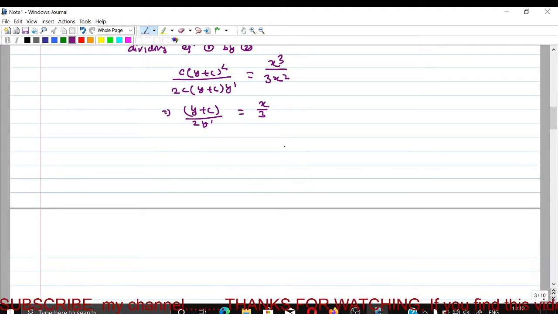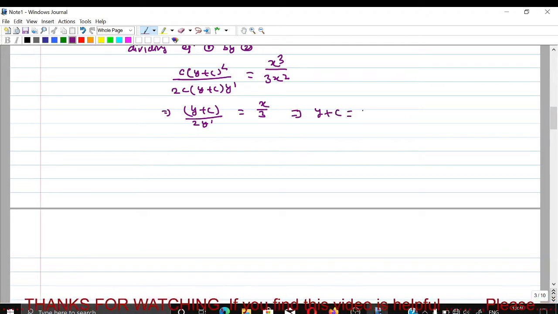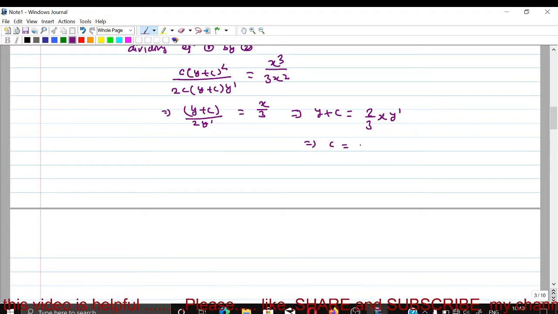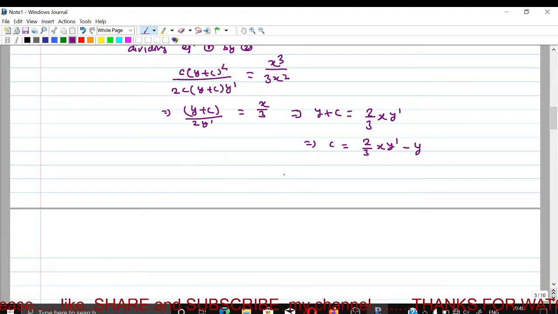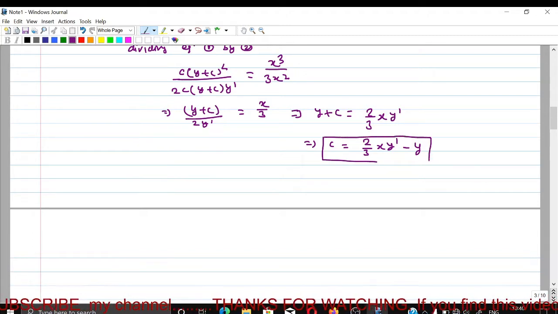And after arranging these terms you can write y plus c equal to 2 by 3x y dash. From here you can write c in the form of 2 by 3 x y dash minus y. So finally you are able to find the value of c. In the next step, this is simple algebra, you can do it in your own manner.